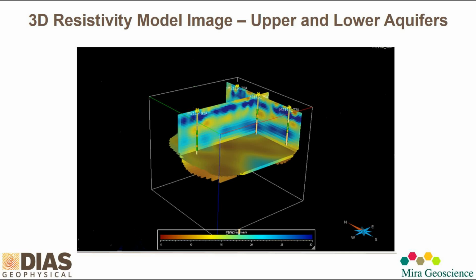So here's a 3D resistivity model image from the inversion process. You can see that it's mapping near surface and aquifers at depth. And there is a barrier in between them. Understanding that barrier is pretty critical to the survey here.